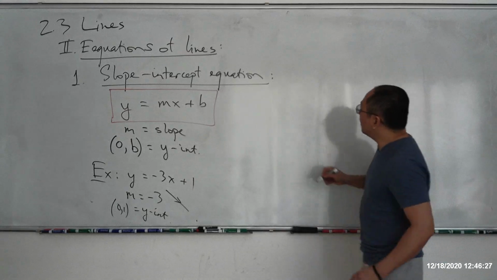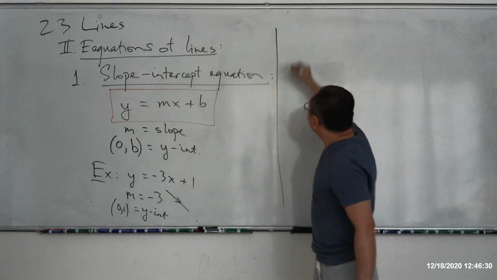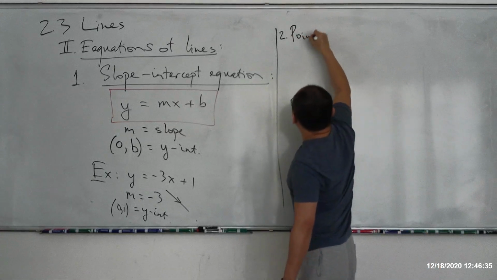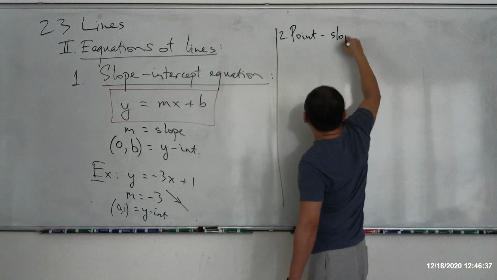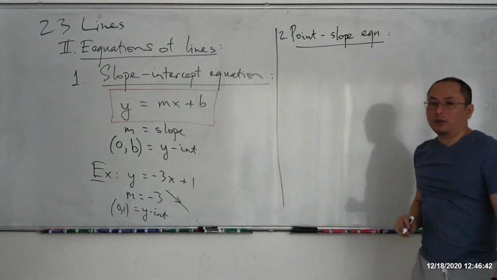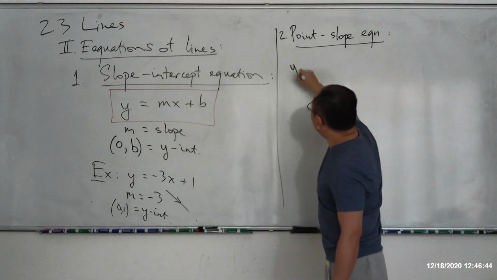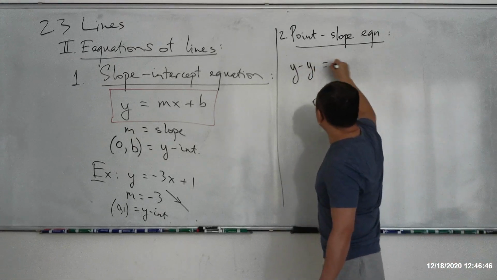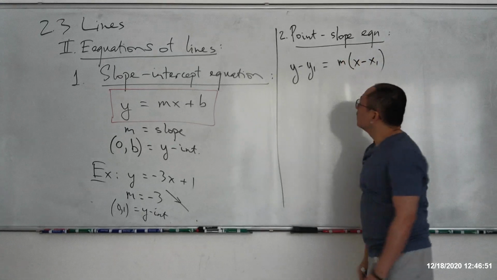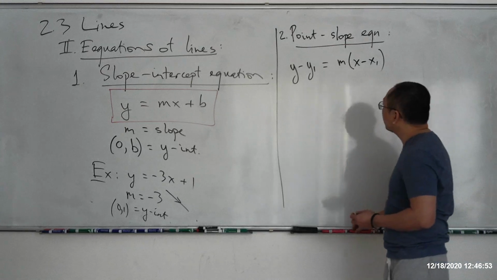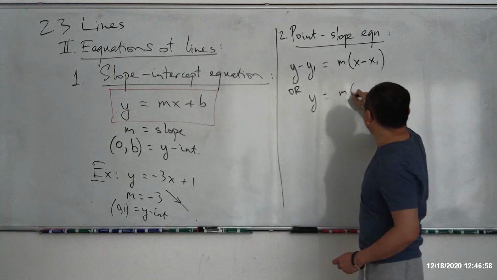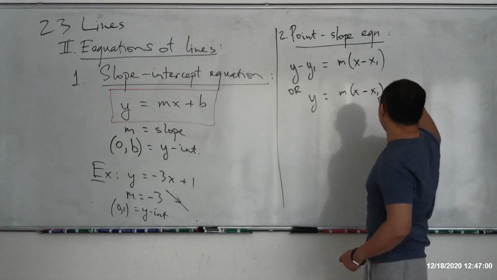Okay. Now let's move on to another type of equation. Number 2, we have something called the point-slope equation. Okay. And the point-slope equation is going to be written this way: y minus y1 is equal to m times x minus x1. Okay, box that for me. Or some people write it this way: y is equal to m times x minus x1, and then plus y1 on this side.